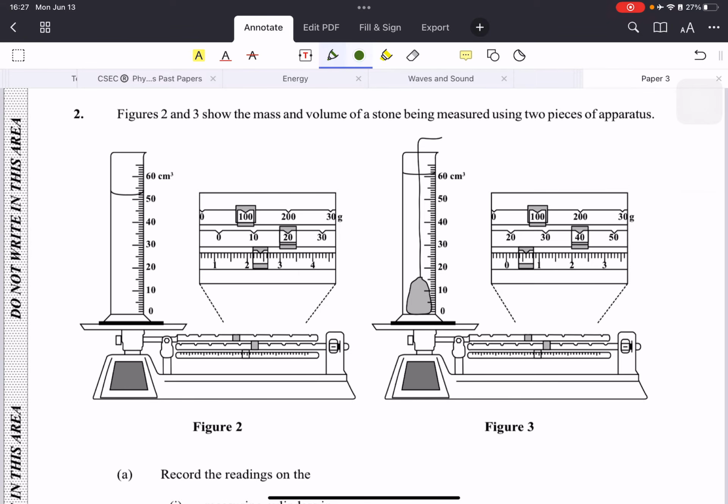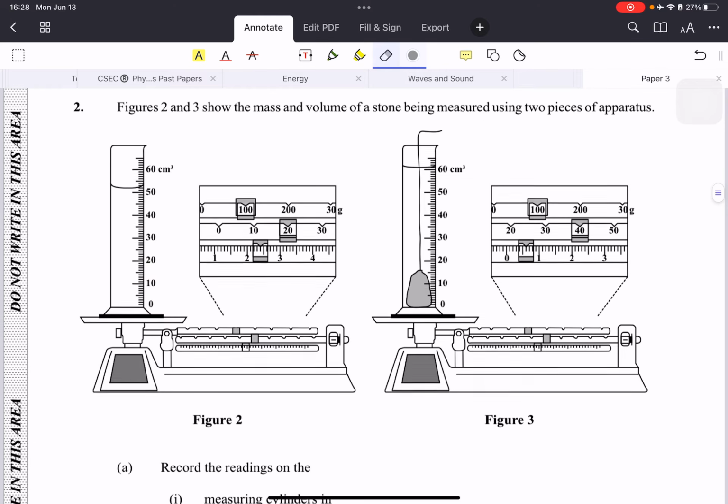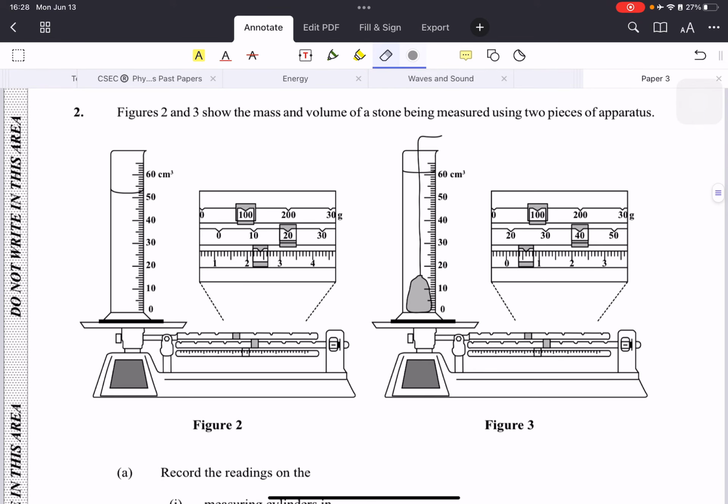So figures 2 and 3 show the mass and volume of a stone being measured, right? In the first figure we don't have the stone, and in the second figure we actually have the stone, right? So let's take a look at what is going on here. This triple beam balance in this first picture is just measuring the mass of the water on the scale here without the stone, right?